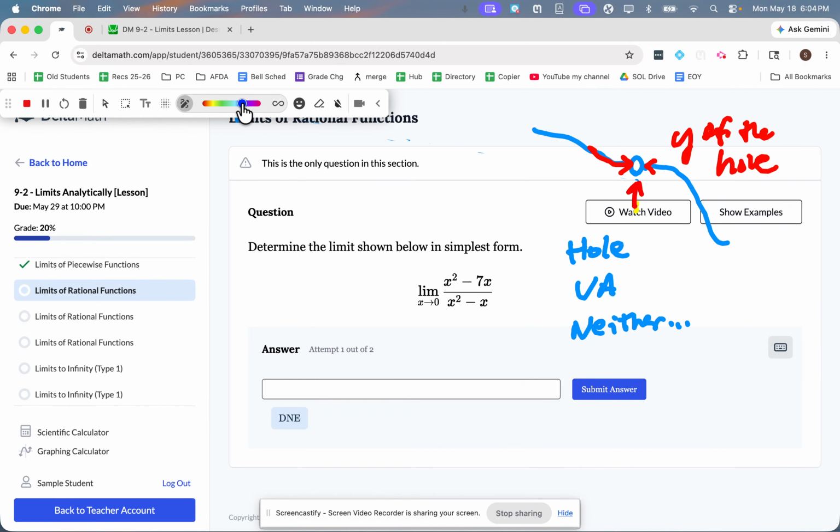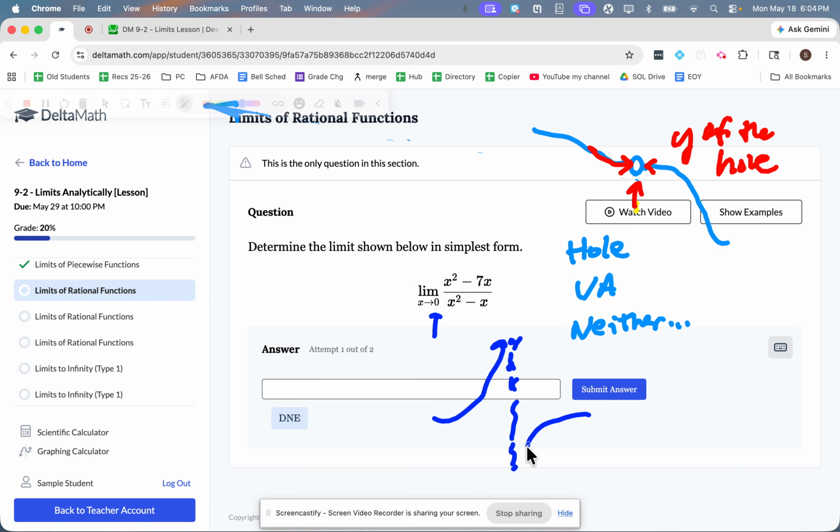If at the x that you're approaching, you have a vertical asymptote, that means on either side of this vertical asymptote at this x, maybe you have something that climbs up, maybe you have something that climbs down. There is no limit. Limits where the y approaches infinity or negative infinity don't exist.